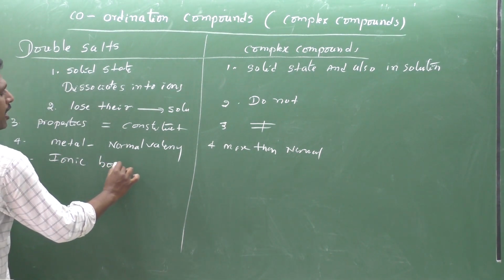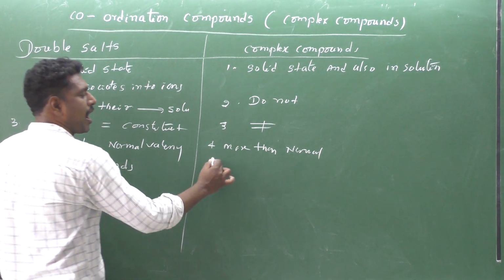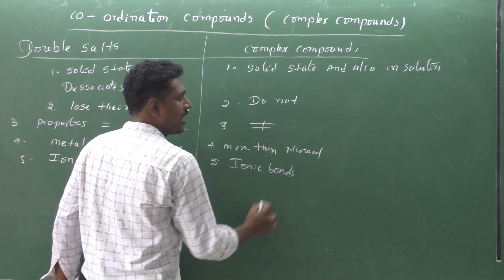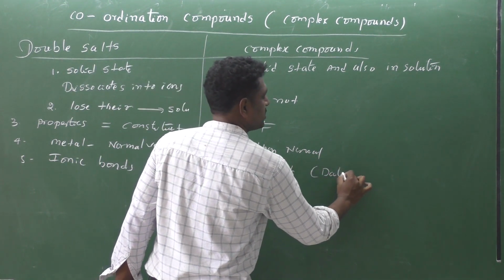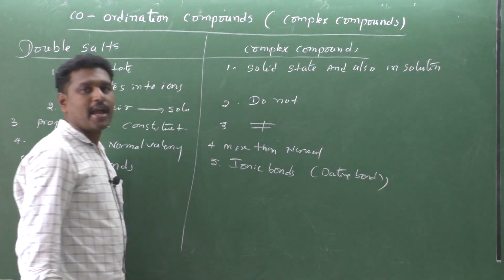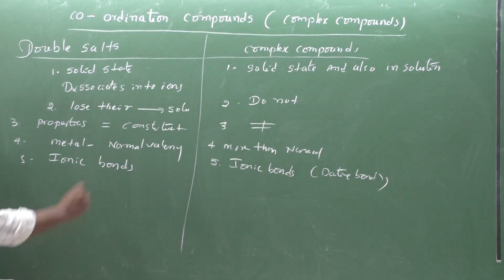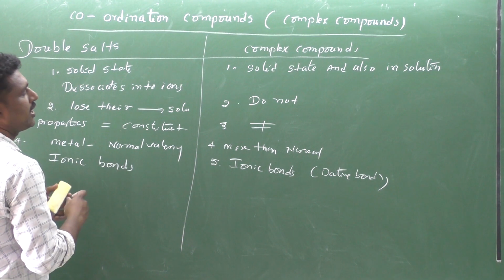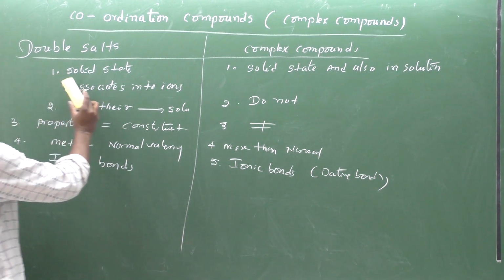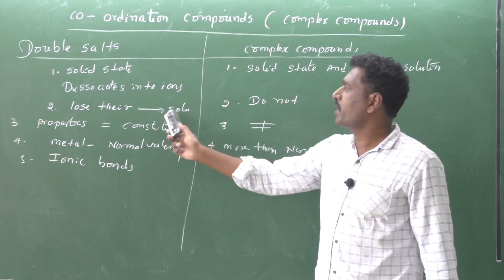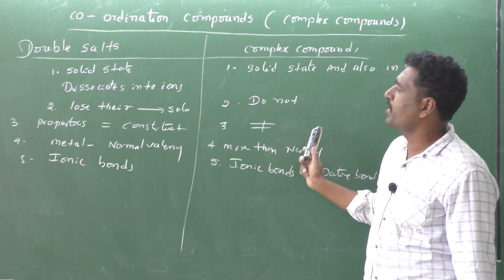Double salts exhibit ionic bonds only, while complex compounds exhibit ionic bonds as well as dative bonds, coordinate covalent bonds. So these are the differences, and I will give an example. Double salts exist in solid state as well as solution state and lose their identity in solution. Complex compounds do not lose their identity.